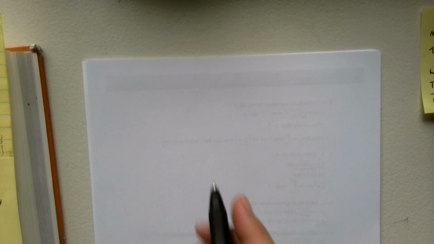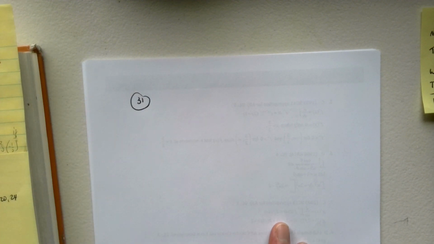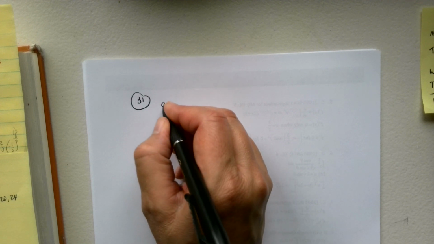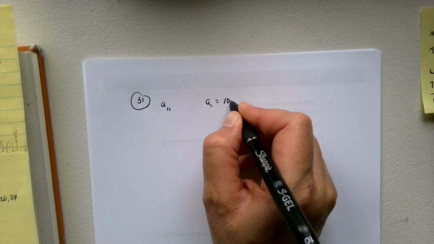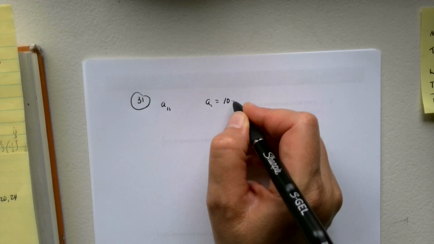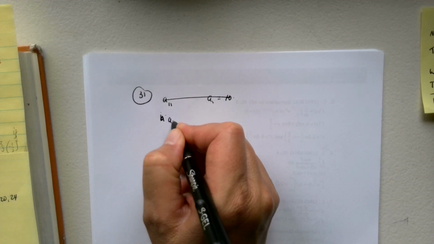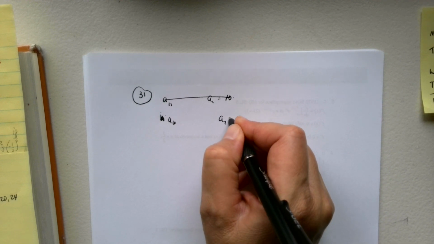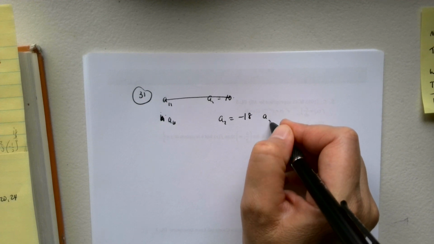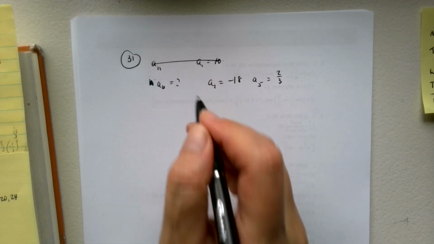Now let's look at one more. They try to make it a little more interesting. Let's look at number 31 real quick. They want the 11th term. They're telling us the first term is, I'm looking at the wrong problem. They want the 6th term, and they're telling us that the second term is negative 18. The fifth term is 2/3. Okay, and they want to know the sixth term.